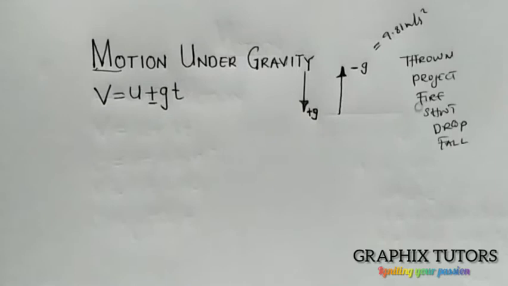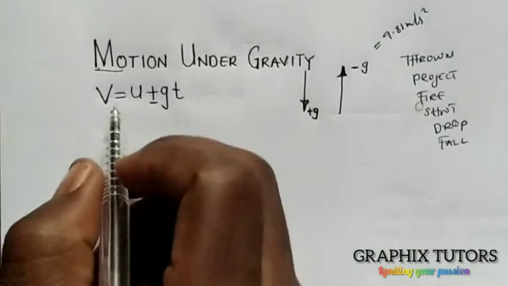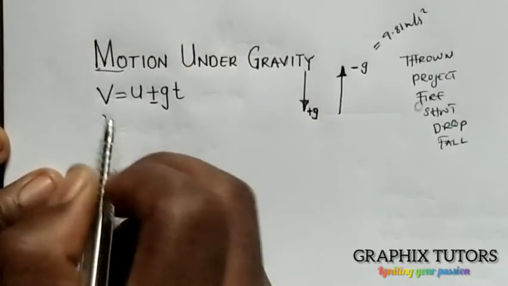So always be careful whenever you're given a question and you're told the object is moving up. If it is moving up, it's thrown up, the gravity there is negative. If it is thrown down, the gravity is positive. Now the next one, we say that X, now what do you notice?